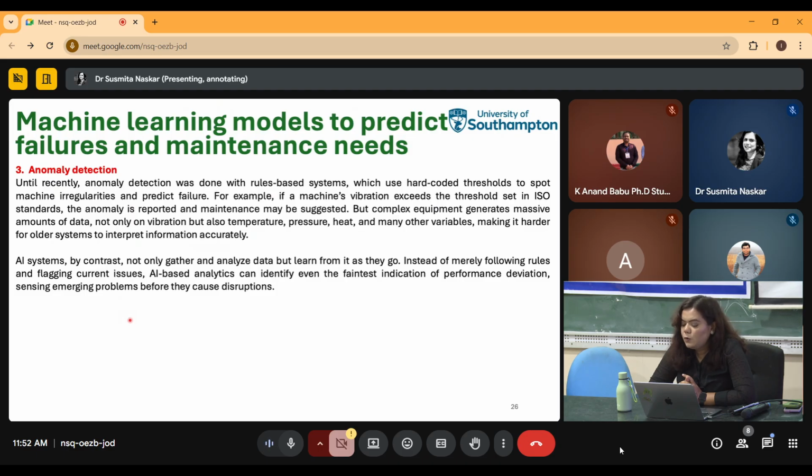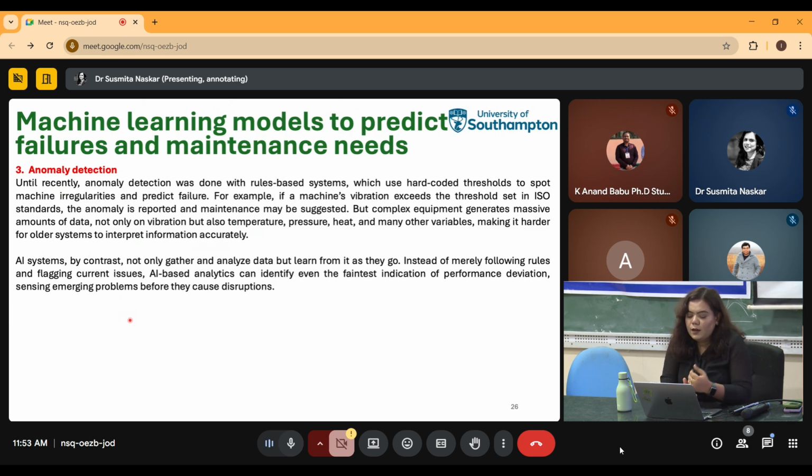So AI systems don't just collect and analyze the data, they also learn from it. By adapting over time, by using the AI tools, we can identify even the faintest amount of performance deviation, right? And that can catch the problems at their earliest stage. So this can help us as an engineer or the company to take proactive action before any kind of disruption happens in the infrastructure.